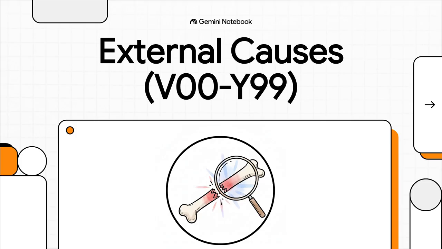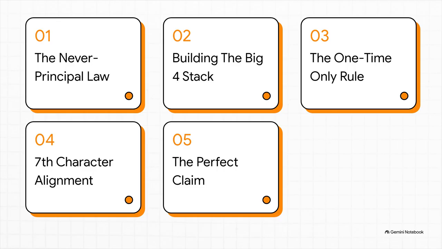But hey, fair warning, there are some incredibly strict CMS laws about how these codes are used, and messing them up will get your claims bounced back instantly. So, here's our game plan for today's explainer. We're going to cover the Never Principles Law, building the Big Four stack, the one-time only rule, seventh character alignment, and finally putting it all together for the perfect claim.